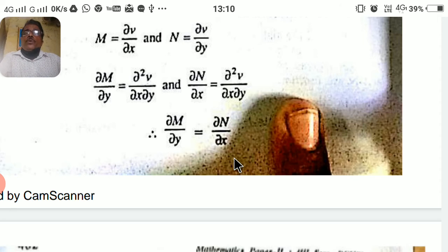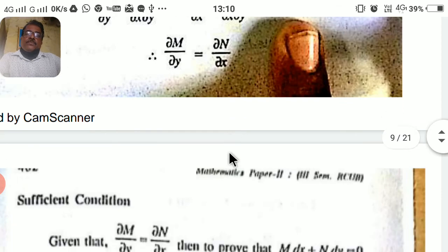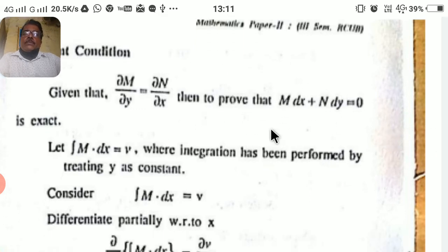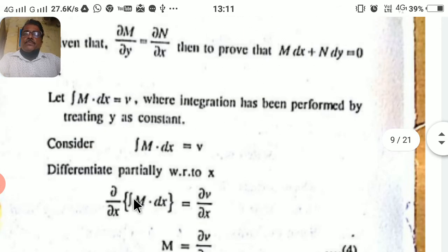Now what we do? Next we prove the sufficient condition. Sufficient condition means what? Let us assume that ∂m/∂y is equal to ∂n/∂x. It is true. Now we show that m dx plus n dy is equal to 0 is exact. Okay. So now, given that ∂m/∂y is equal to ∂n/∂x, we prove m dx plus n dy equal to 0 is exact.